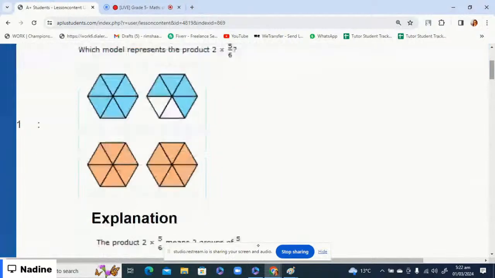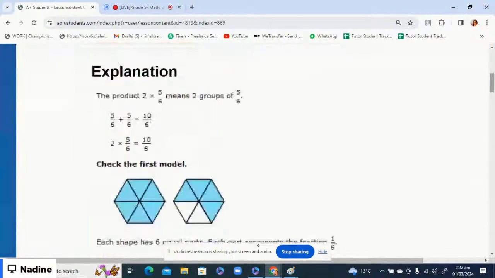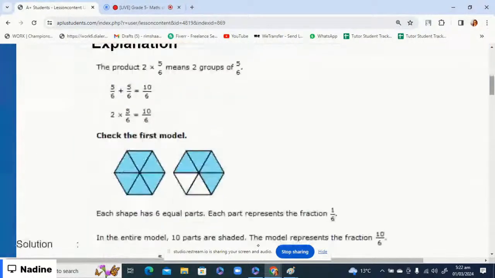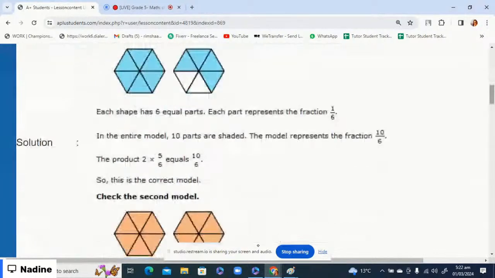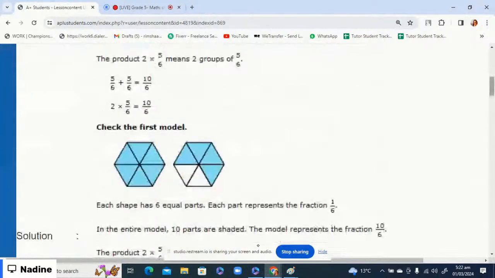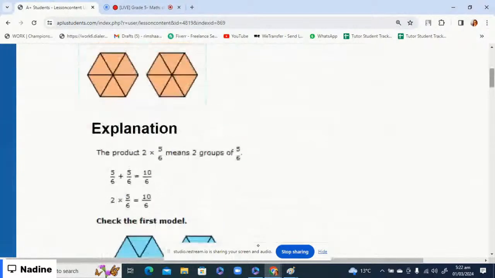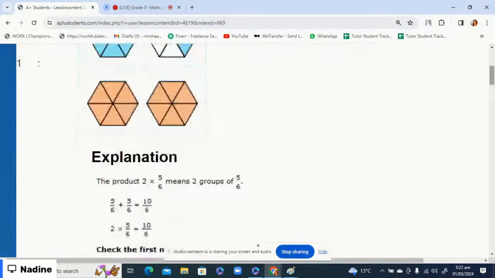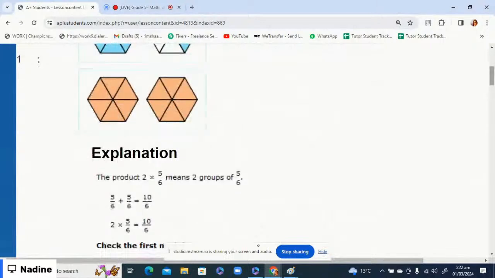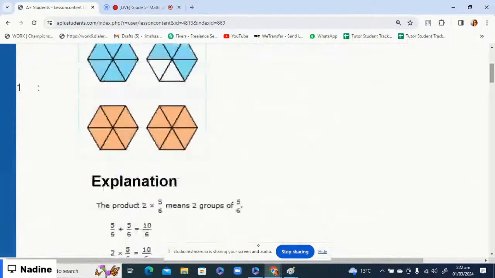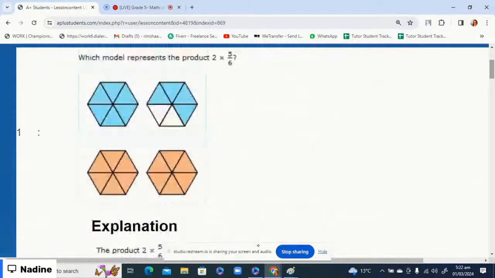First of all, I'm going to tell you what this 2 shows, then what this 5 by 6 shows. First I'll be finding out the answer. What is the answer of 2 into 5 by 6? 2 means here 2 groups. Look at here, first one is the blue and this one is the other. This 2 shows the whole. How much is the whole total here? 1 and 2, 1 and 2 in each of it.